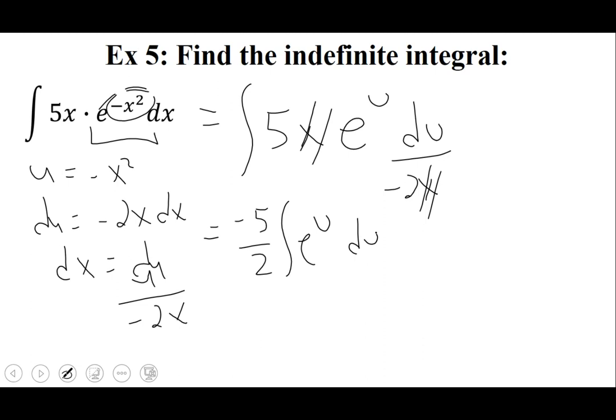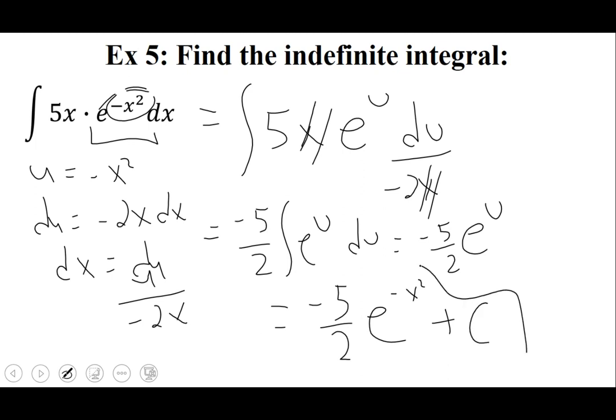Makes it nice and simple here. My answer is negative 5/2. Integration of e to the u is e to the u. And in the final answer, negative 5/2. Replace the u with the original value of x, which is negative x squared. And of course, don't forget about the plus c.